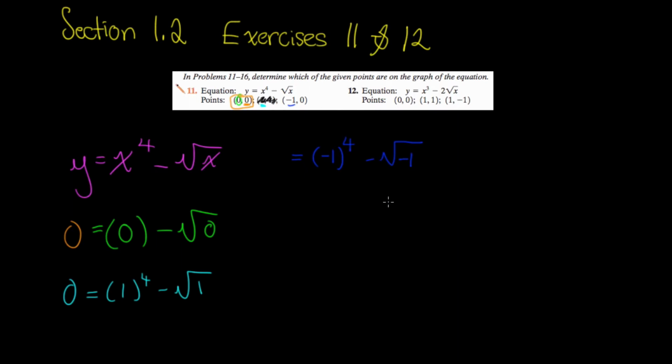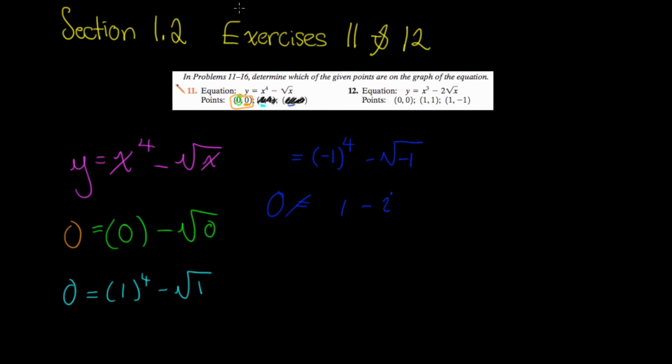You can't take the square root of a negative number. I mean, you can, but it's not real. So I'm just going to call that i. And this is 1. We don't know what this is in terms of real numbers, so we definitely know it's not equal to 0. So this point is also not on this graph. Only (0, 0) is the point listed that is on this graph.